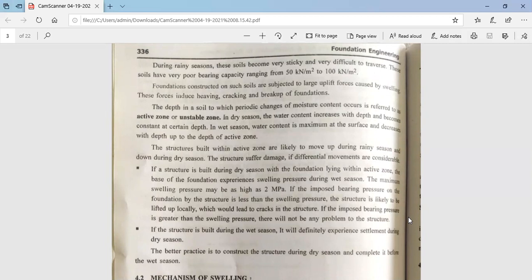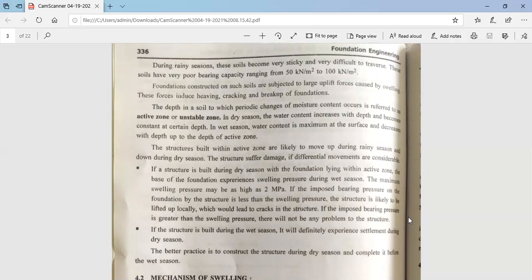The depth in a soil to which periodic changes of moisture content occur is referred to as the active zone or unstable zone. In the dry season, the water content increases with depth and becomes constant at a certain depth. In the wet season, water content is maximum at the surface and decreases with depth up to the depth of the active zone. So structures built within the active zone are likely to move up during the rainy season and down during the dry season. The structure suffers damage if differential movements are considerable.